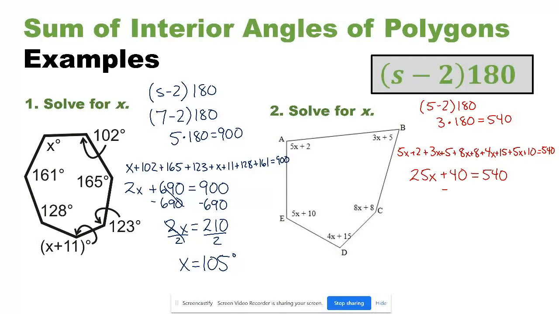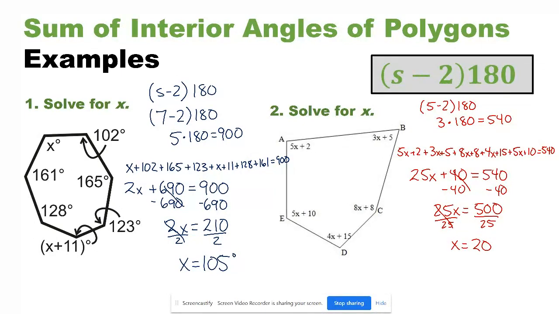And then I'm just going to solve my equation as usual. Get 25x equals 500. And when I divide by 25, I will get x equals 20.